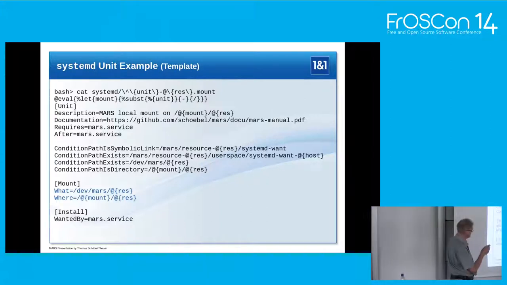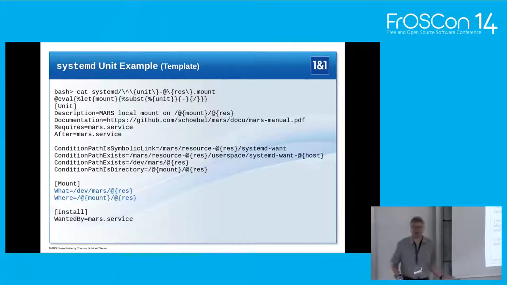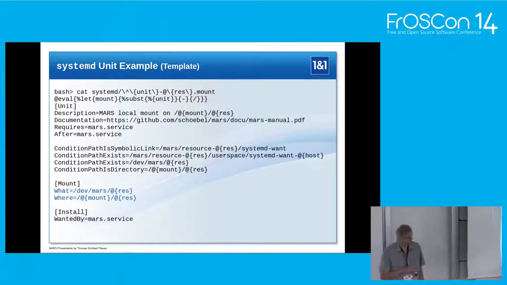So it calls a substitute operation, which is a regular expression substitute here via the macro processor. And then you compute the mount point. And here, well, I think if you know systemd, is it understandable for you? Okay. I don't need to spend time on this anymore.